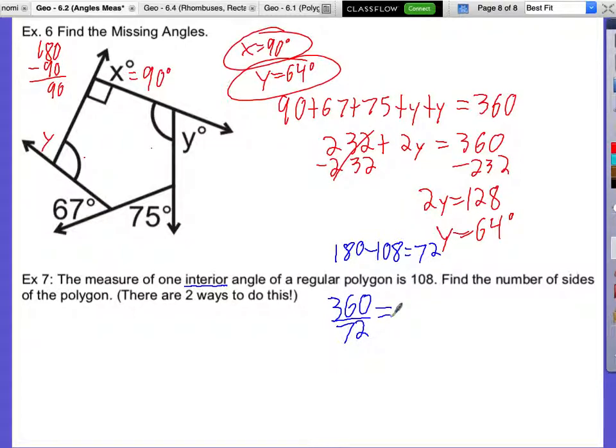Someone try that. 5 sides. A pentagon. So there were 5 sides. Mr. Castle, I used my notes and that's what I got. What part of your notes did you use?